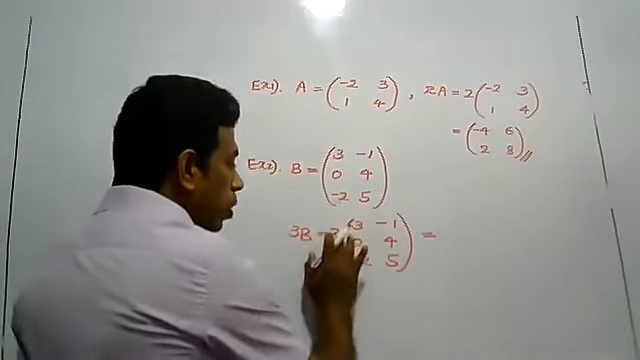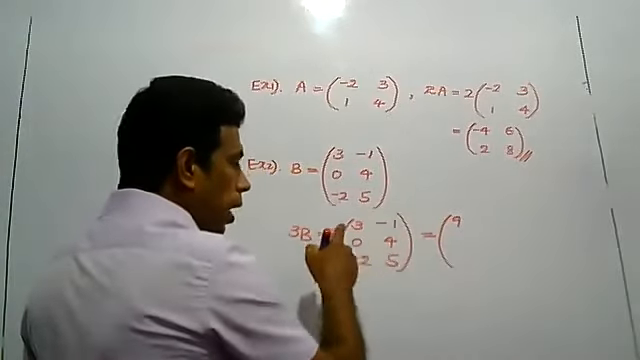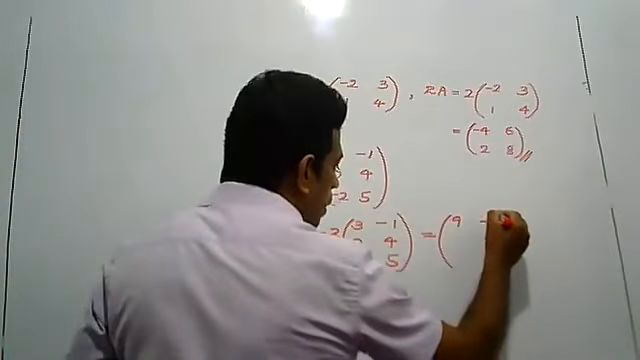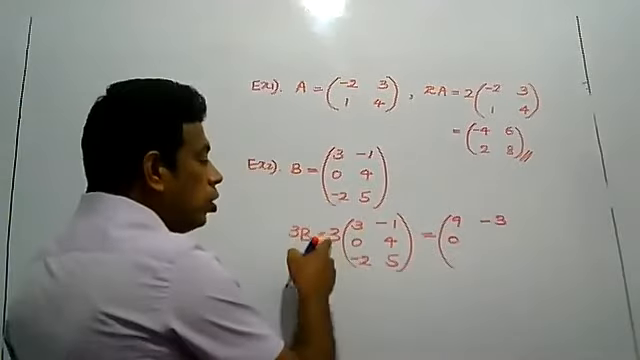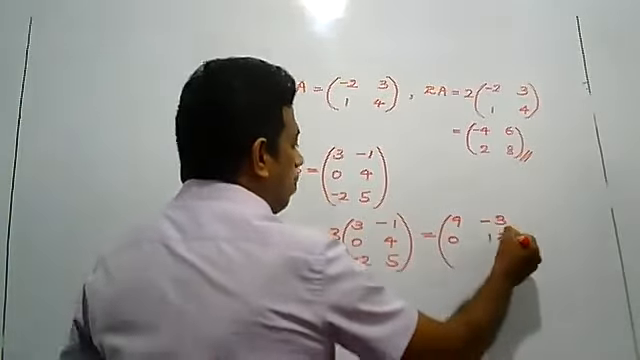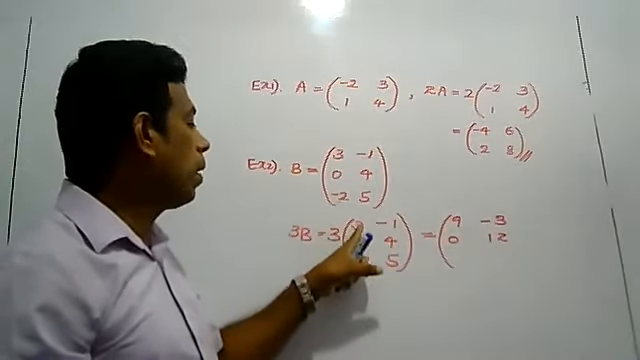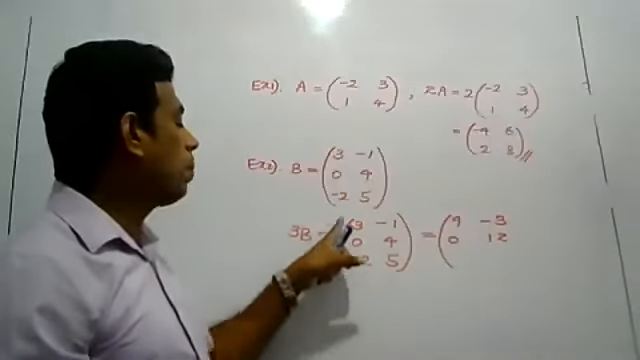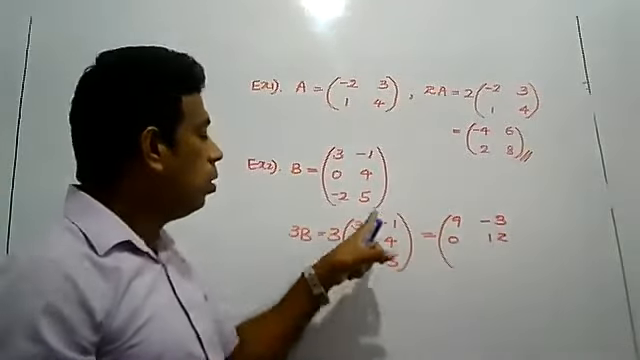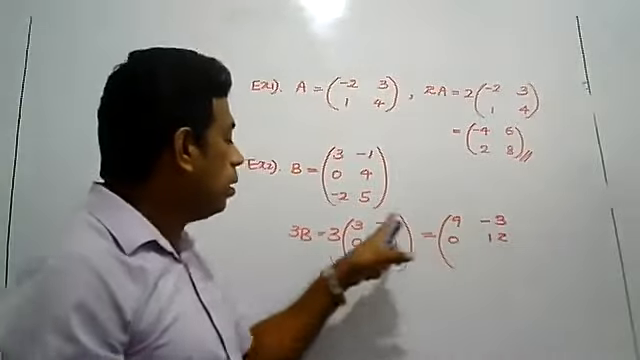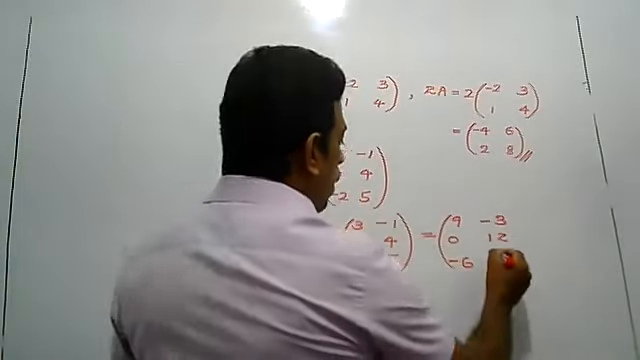We will multiply. 3 multiplied by 3, 9. 3 multiplied by minus 1, minus 3. 3 multiplied by 0, 0. 3 multiplied by 4, 12. We are multiplying all the elements of the matrix by 3. 3 multiplied by minus 2, minus 6. 3 multiplied by 5 is 15.